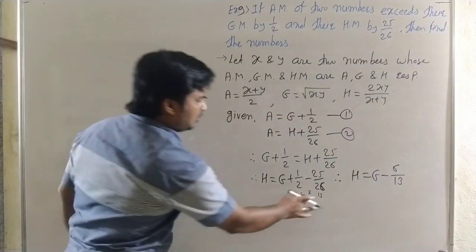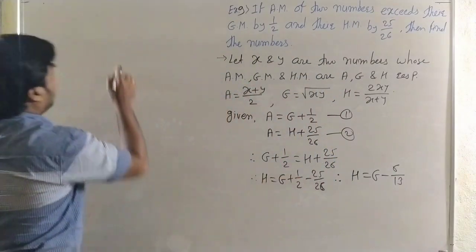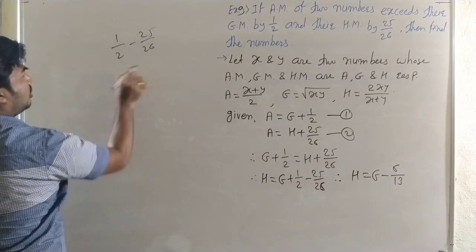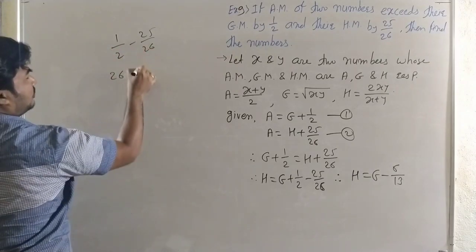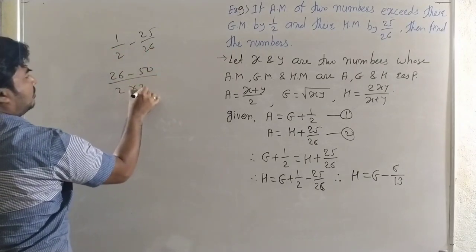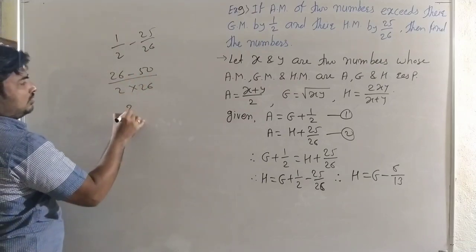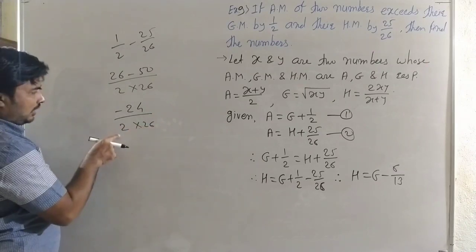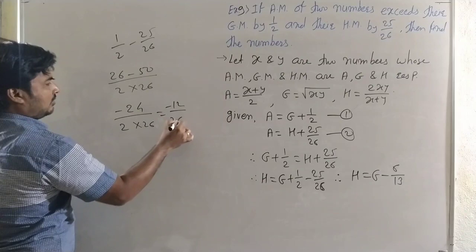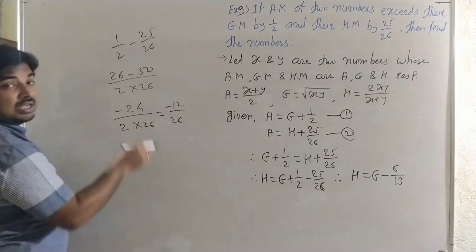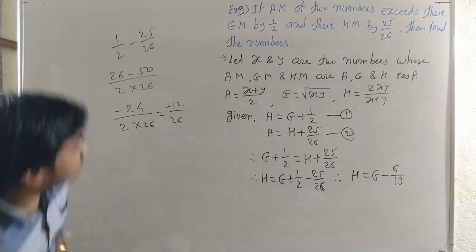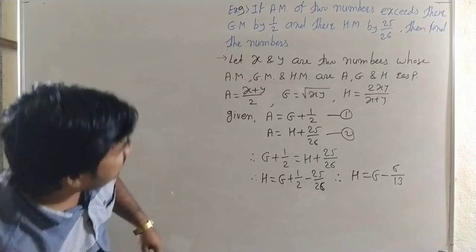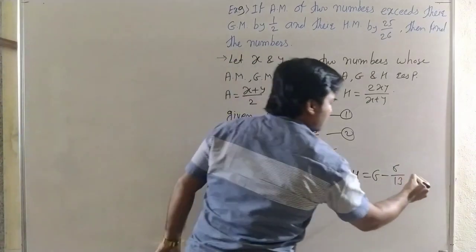Here is the calculation of these two terms: 1 upon 2 minus 25 upon 26. When we take the cross multiplication directly, it is 26 minus 50 upon 2 into 26, and 26 minus 50 is minus 24 upon 2 into 26. See carefully, then it is minus 12 by 26, and minus 12 by 26 is 6 by 13. That is 6 by 13. Now, by using relation 1 and this, it is 3.